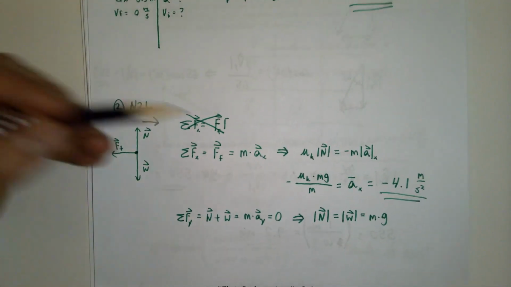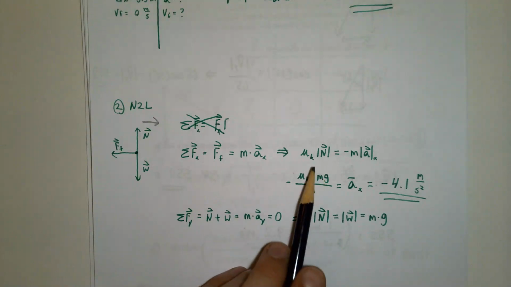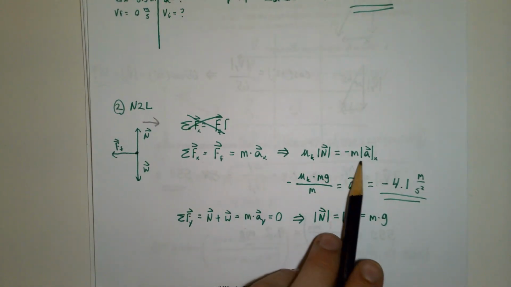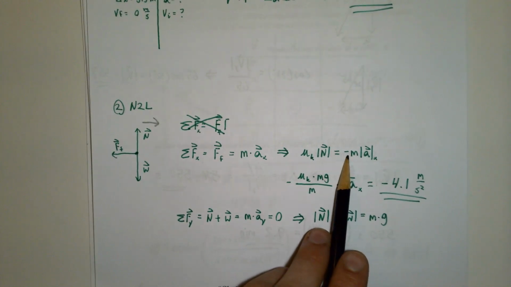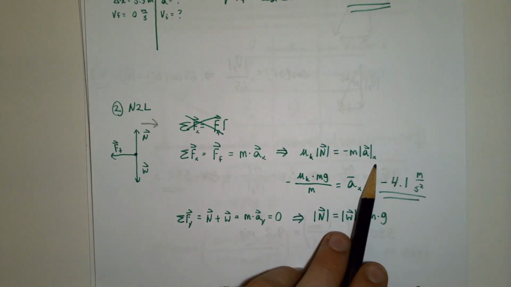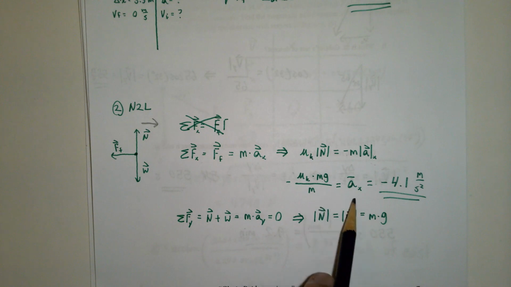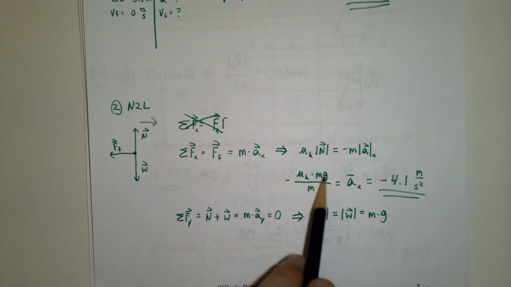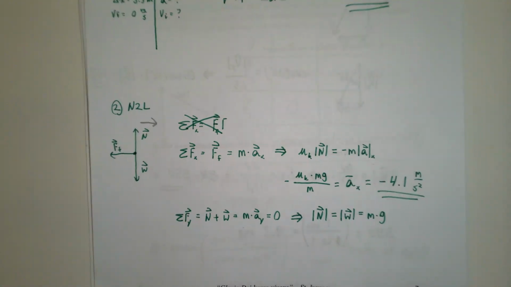If we look at the sum of the forces in the x dimension, we see that those forces are exclusively the frictional force. That equals mass times acceleration. That acceleration is in the negative direction. This is acceleration in the x dimension. We solve for that acceleration, which we find is irrelevant to his mass, is negative 4.1 meters per second squared. That's his acceleration in the x dimension.